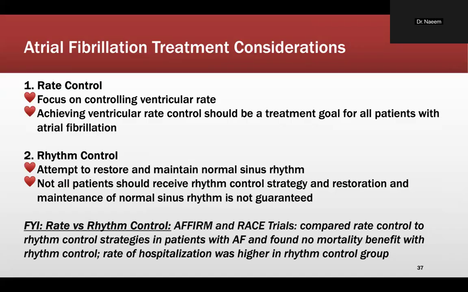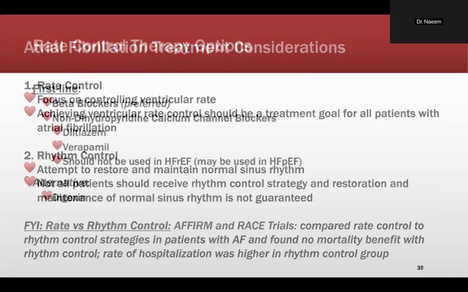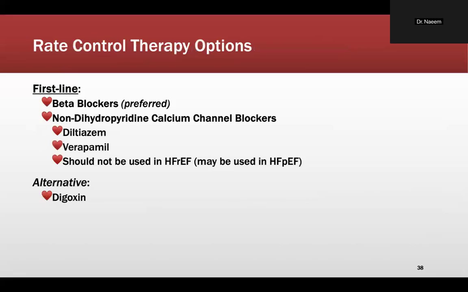And then some pivotal trials, that being the AFFIRM and RACE trials, which at the bottom, the details you can see there, more FYI. These compared rate control to rhythm control, and they didn't find any mortality benefit with rhythm control. So it didn't prolong life just with managing rhythm on top of rate. In fact, the rate of hospitalization was higher in the rhythm control group. So that is that.